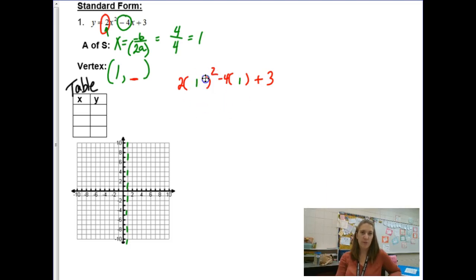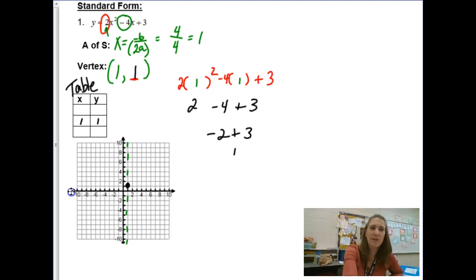So let's see, this is 1 squared, which is 1 times 2 is 2, minus 4 plus 3, so negative 2 plus 3 is 1. Coincidentally, x and y were the same value, 1, 1. And I'm going to put that in the center of my table. Now here, let's go ahead and use the calculator now.